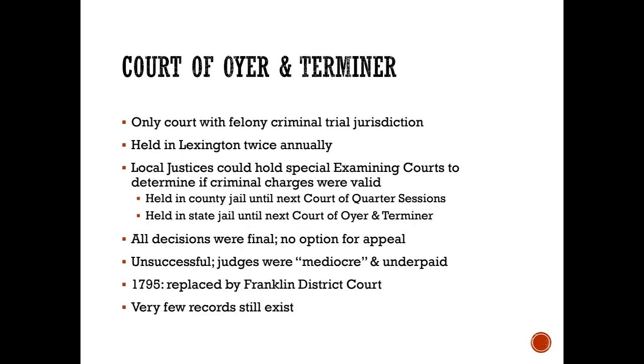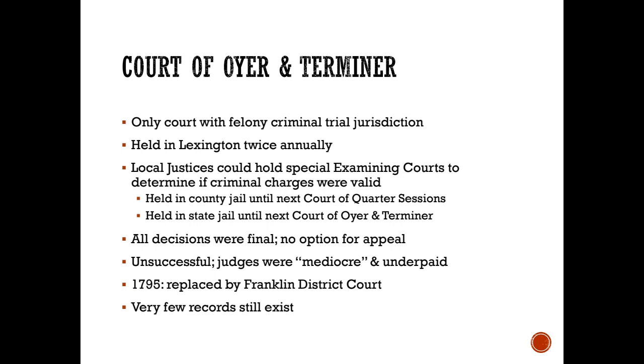The other major court that was created statewide was the Court of Oyer and Terminer. This was the only court with felony criminal trial jurisdiction. The Court of Quarter Sessions could handle the small misdemeanor stuff, but if it was a felony criminal trial, they could not do it. It had to go to the Court of Oyer and Terminer.